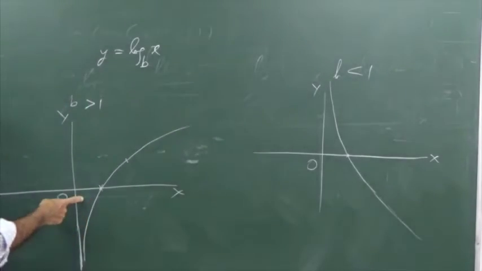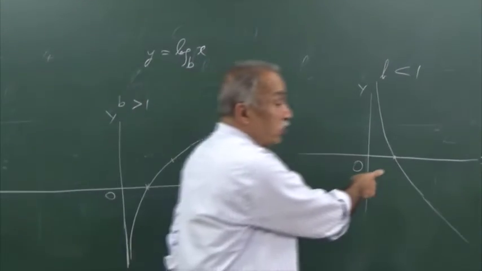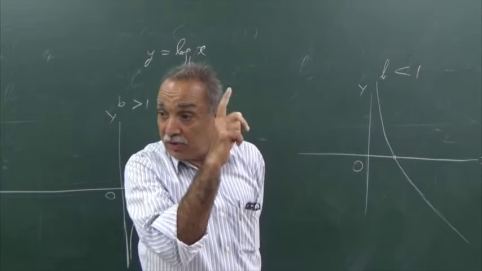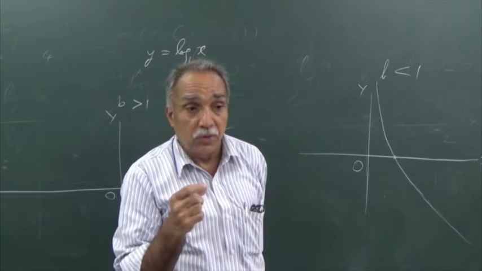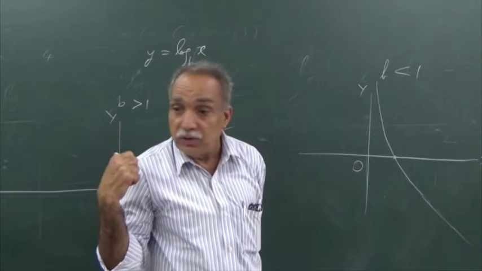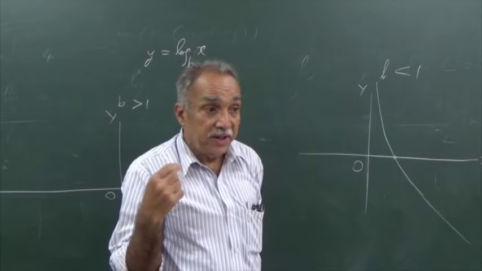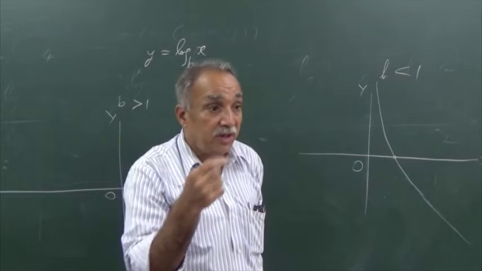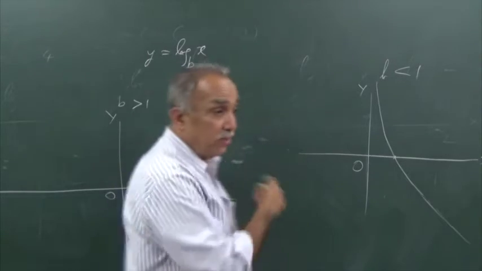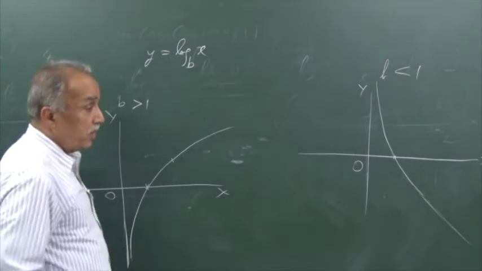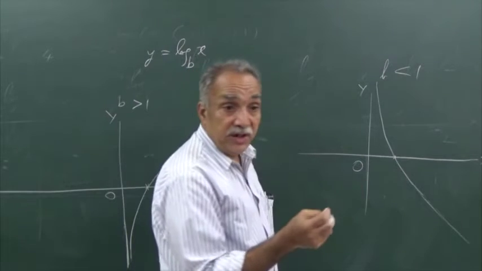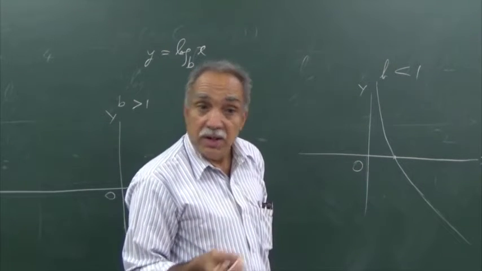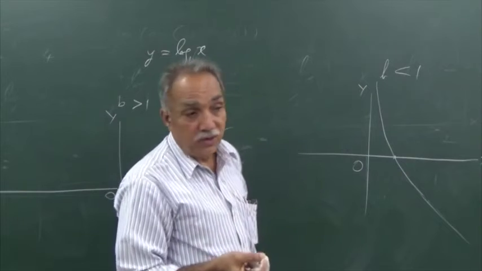This is a monotone increasing function. This is a monotone decreasing function. I hope you remember, while tracing the graph of y equal to b to the power x also, we noticed a similar thing. When b greater than 1, we found an increasing function. For b less than 1, we found a decreasing function. Same thing is happening now also. From the graph, we easily find, again the domain is 0 to infinity, range is minus infinity to infinity.